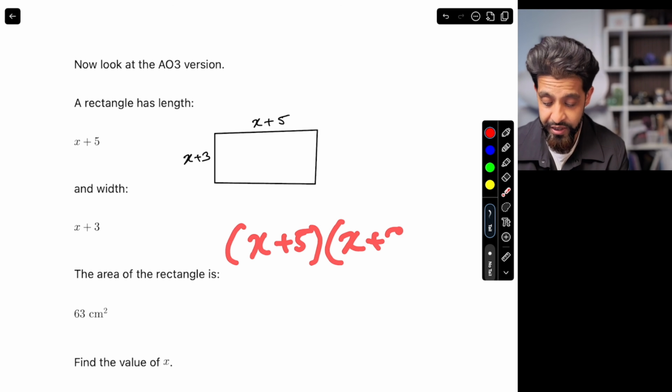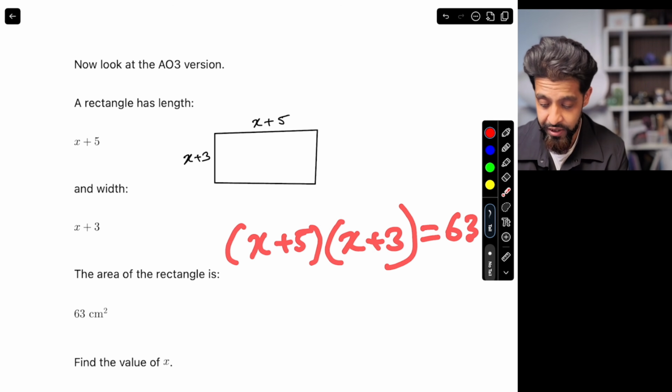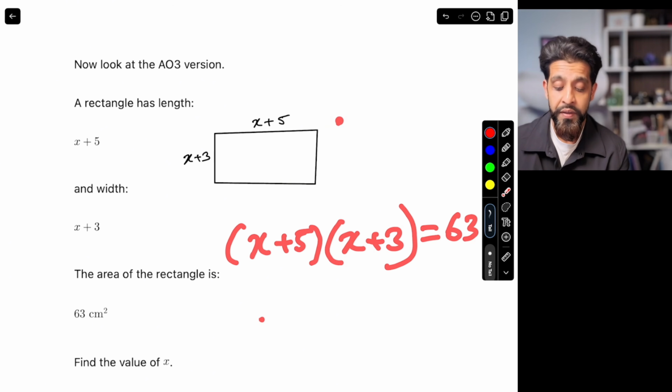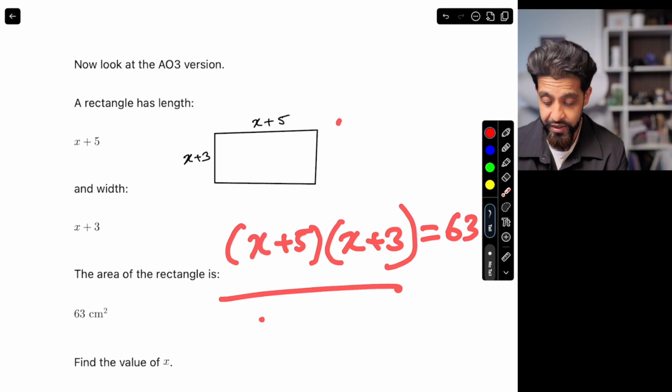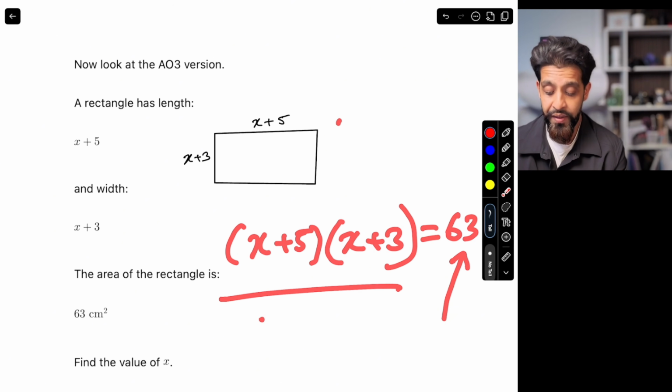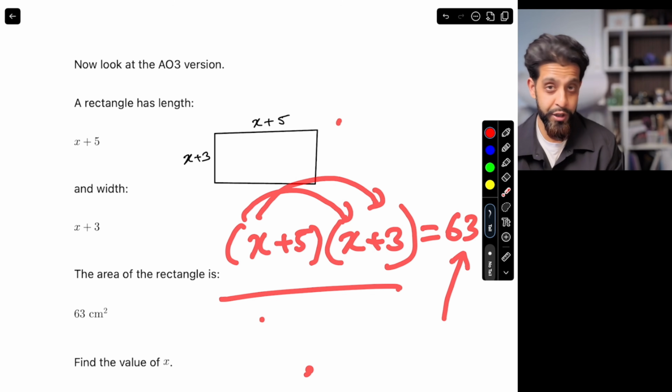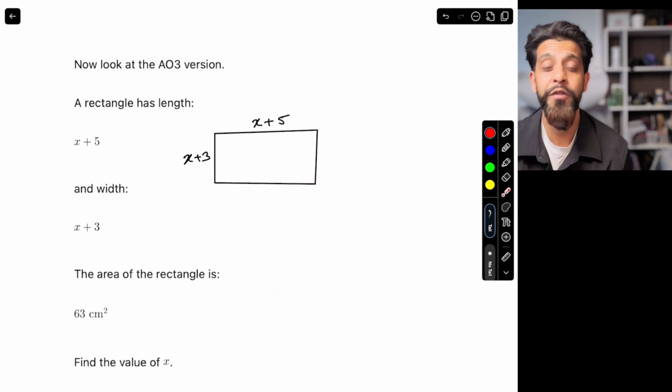(x plus 5)(x plus 3) is equal to 63. Because why? They have to know the area of a rectangle and to multiply these two things together to form an equation and then expand everything that they normally have to expand in the previous example, and then they have to find the value of x.